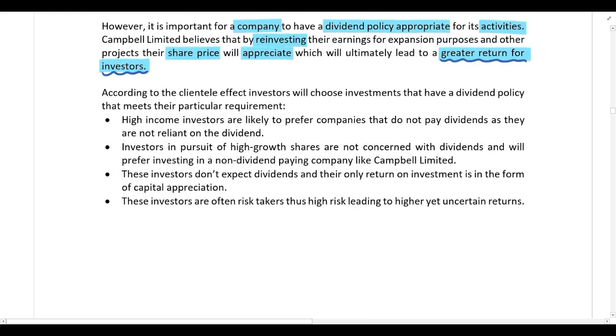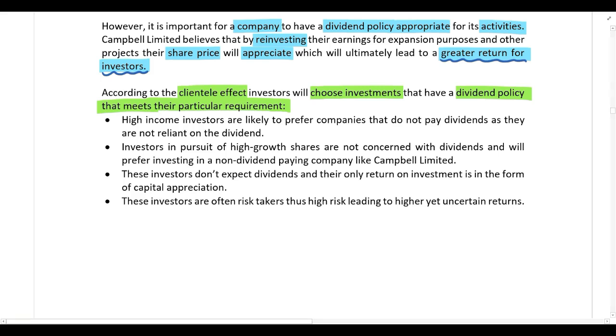So according to the clientele effect, investors will then choose investments that have a dividend policy that meets their particular requirement. So obviously, guys, if you are a rational investor, look at yourself now. If you now want to go and buy shares, you obviously don't just buy shares in any company. You do a bit of research up front first. If you need a dividend every year, if you are dependent on that dividend every year, you are obviously going to make sure that you buy shares in a company that pays regular dividends.